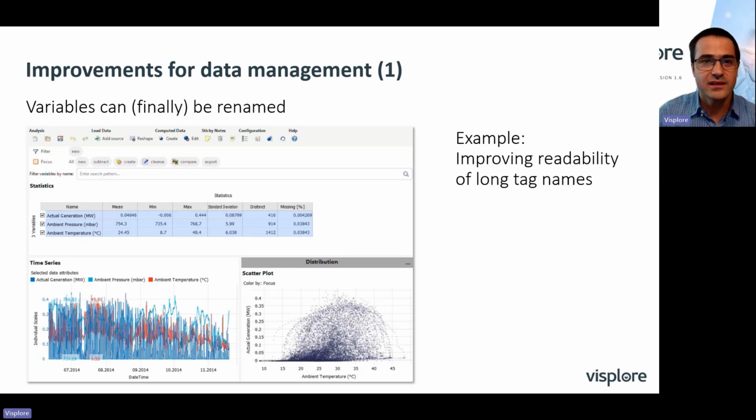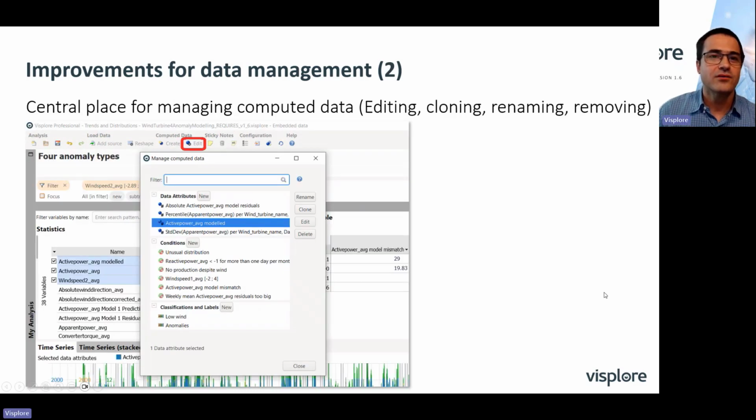So this renaming works for data you import from a data source, as well as for variables that you may have defined yourself based on a computation. You can not only rename variables, but the new version also introduces a central place for managing all your computed data. So if you click this Edit button in the toolbar, marked in red here, you see all computed variables, conditions, and classifications of your data. This makes it much easier to keep track of them, and it allows you to edit their definition, rename them, clone them, or delete them.